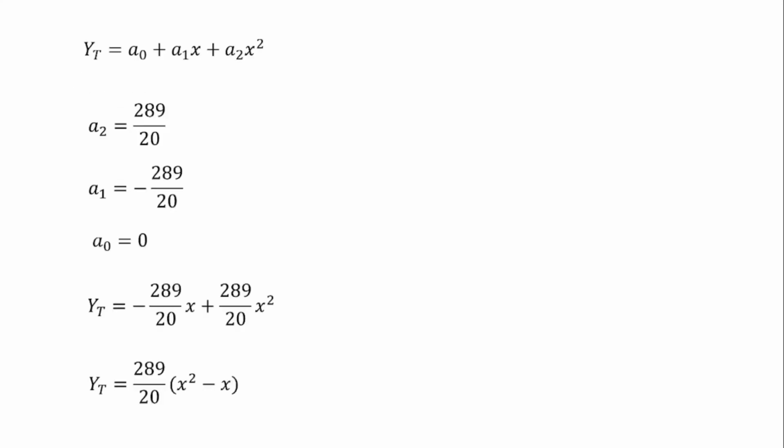Sorry, before we proceed, we want to say that this trial function yt equals minus 289 over 20 into x squared minus x is the solution. This can give us an approximate value of y for any given value of x. So we're going to try to solve the same problem analytically.